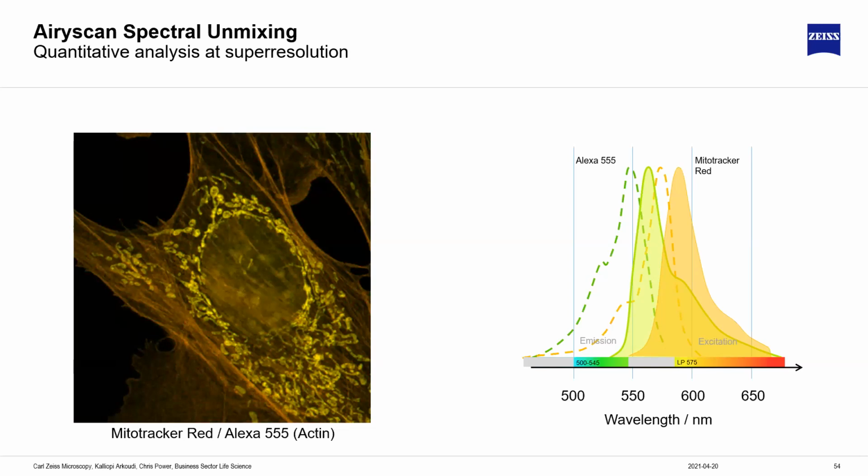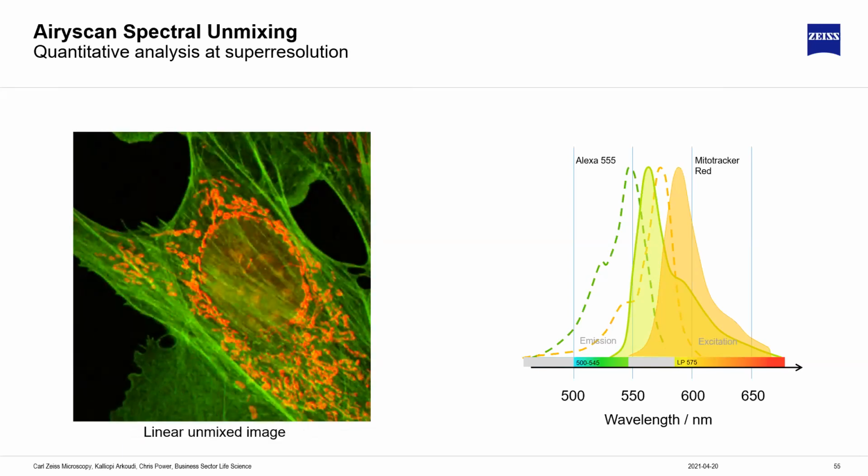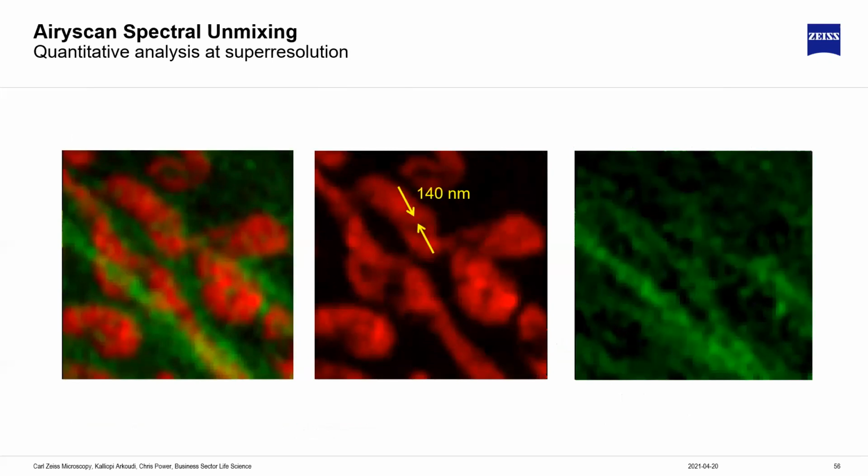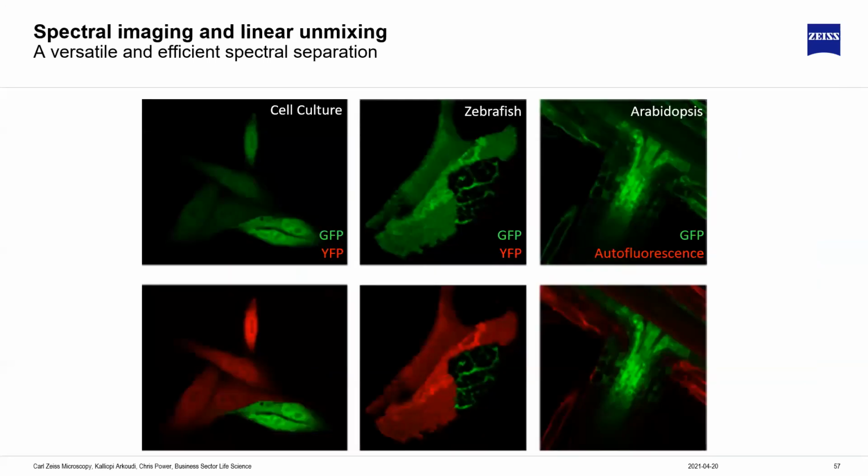By applying the unmixing algorithm to this data set, we can get much clearer images and very nice separation of the 2 spectra of the very highly overlapping fluorophores. And the nicest thing is that even though you are unmixing, you can still get exceptionally high resolution in your images, in this case 140 nanometers. So you can use multicolor labels, but no actual compromise in the resolution of your images.